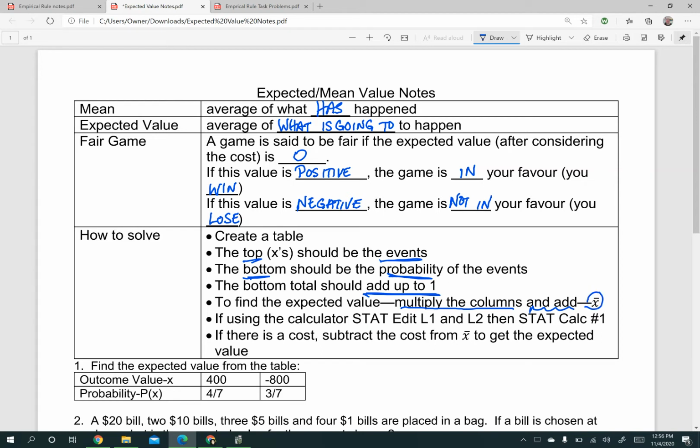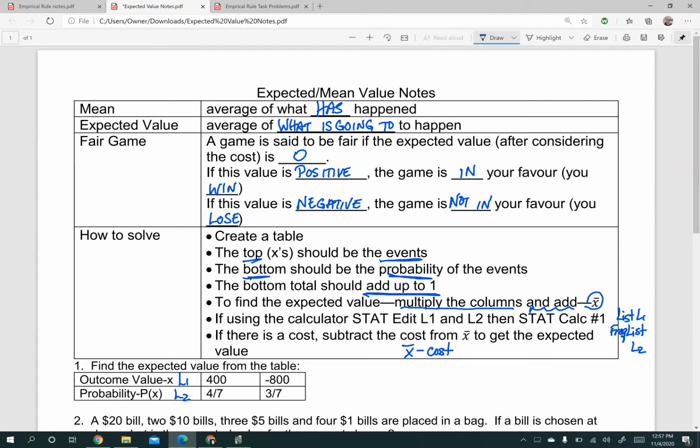Okay. If we're using the calculator, we would do stat edit, and we would do L1 and L2, then stat calc number 1. The list would be L1, and the frequency list would be L2. And if there is a cost, we subtract the cost from X bar. So we do X bar minus the cost to get the expected value.